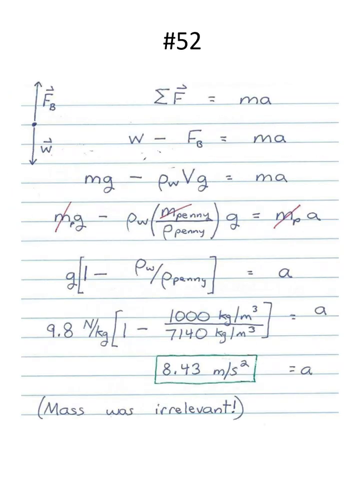Number 52. A 2.5 gram penny with density 7140 kilograms per cubic meter is released just below the surface of a pool of water. What's the initial downward acceleration? All right, so picture this. You have a penny, you're at the surface of the pool, you let it go, and it's going to drop, but you know it's not going to drop in free fall. It's going to slowly drop to the ground. Or the bottom of the pool.